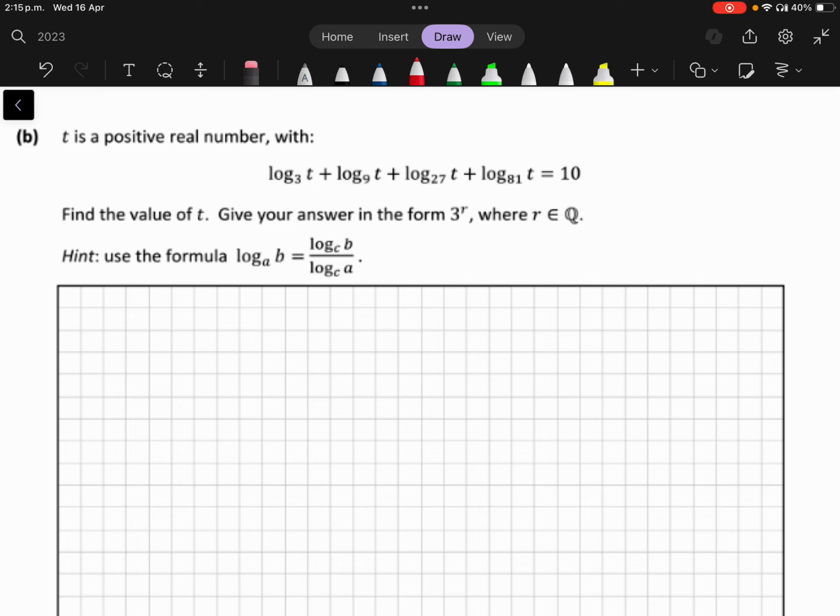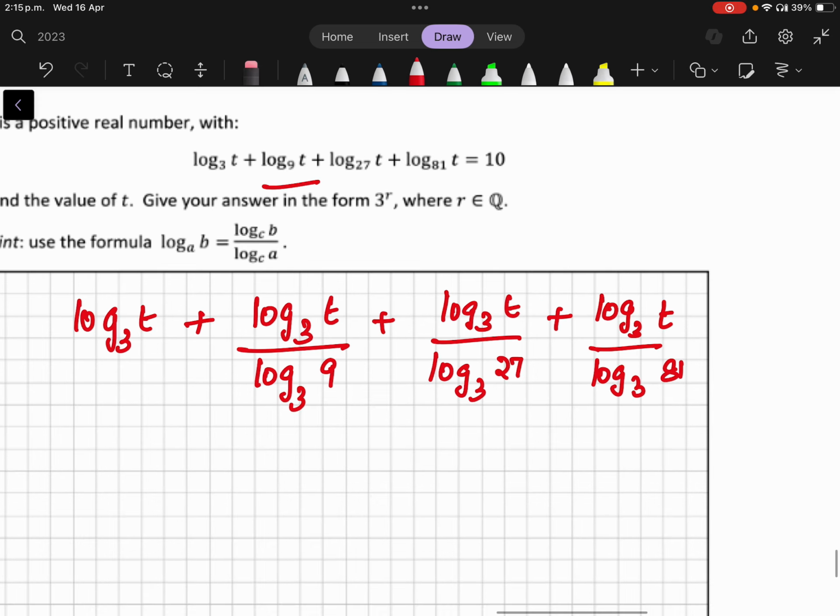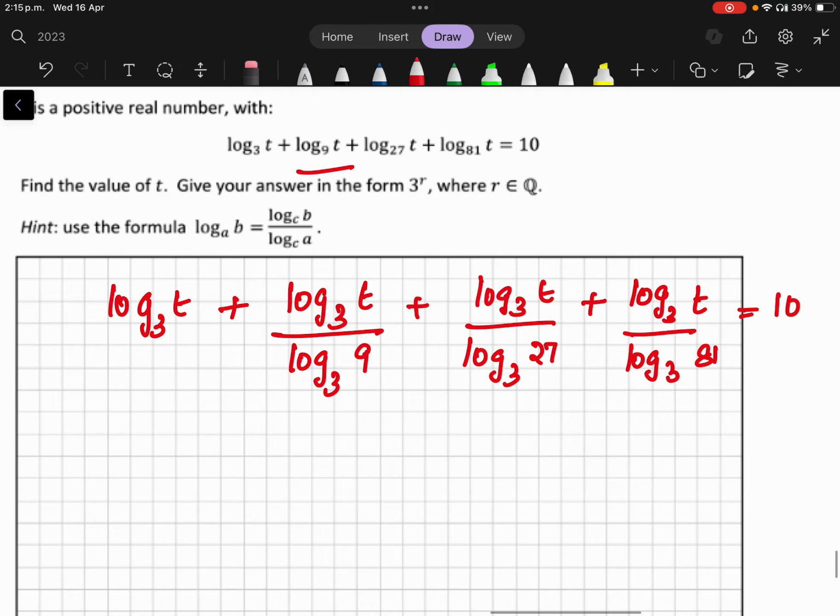What you have to do is bring everything to the base 3, because 3 is the least one. So I will write log t over log 3 plus log t over log 9, then the next one, log t over log 27, plus log t over log 81, that's equal to 10. It becomes very easy when I understand the change of base formula and how to write it.